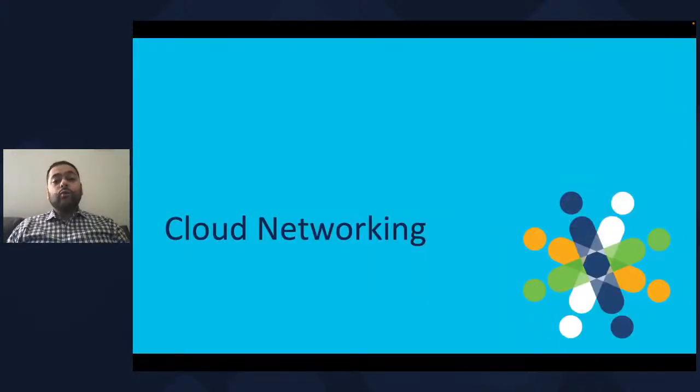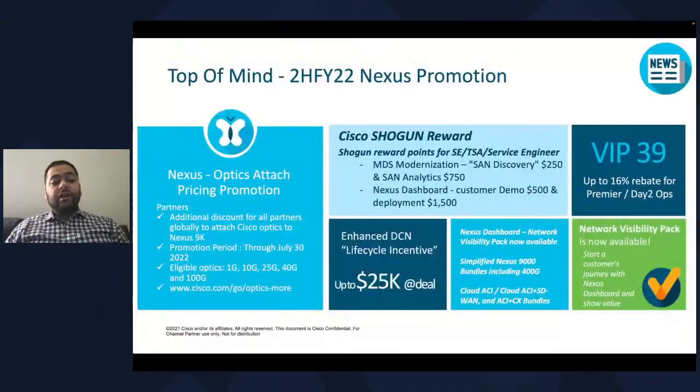Now, moving to the cloud networking part of these promotions, we have the Nexus Optics attached pricing promotion. This allows you to get very aggressive discounts on the optics that you're going to populate on the Nexus 9K orders. This promotion is running until the end of this fiscal year, July 30, 2022. It's eligible on all kinds of optics, so 1G, 10G, 25G, 40G, and 100G. This is where you're going to make more margin if you fully populate the optics on your Nexus 9K switches.